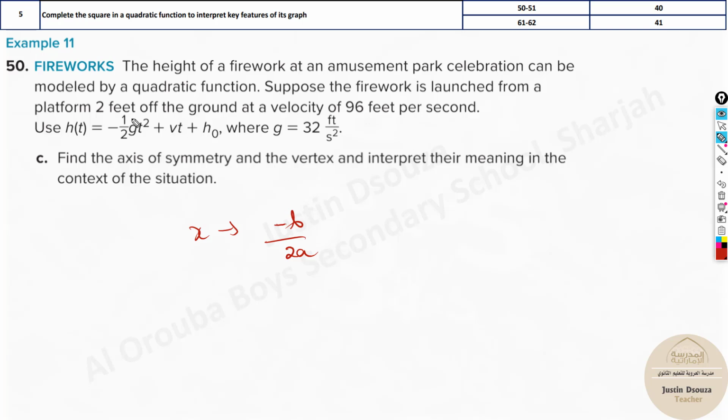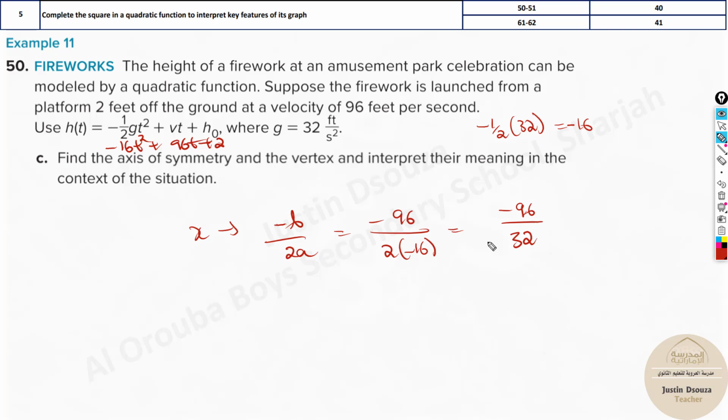Now remember, initially we substituted and solved. What was the a value? It was half times 32, that's 16. So it is minus 16. So the function was minus 16t squared plus 96t plus 2. We have to use, what is b? 96. So minus 96 divided by 2 times, what is a? Minus 16. So the answer over here would be minus 96 divided by 32. Now minus and minus cancel off, it becomes plus.